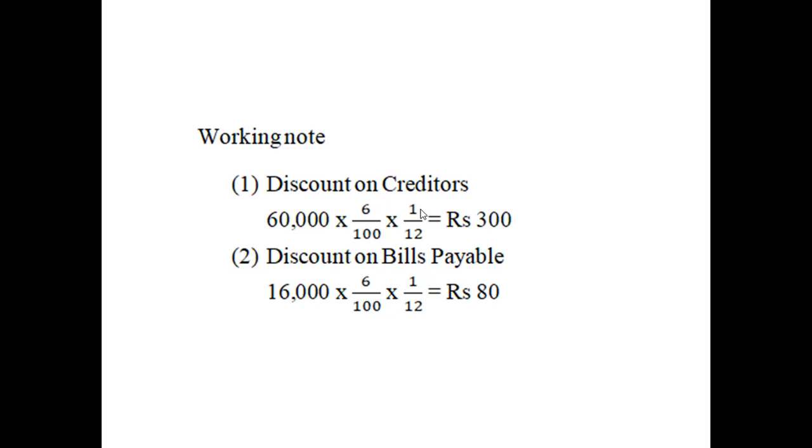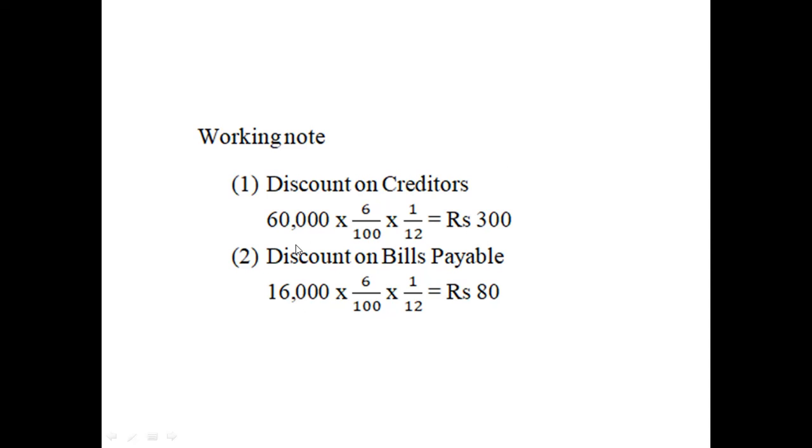Okay, so we are getting the discount here. If you make any form of payment before your due date, you get a discount. If you make your payment of any form of EMI or installment payment before the maturity date or due date, you get the discount on your EMI or installment payment. So discount on creditors is 60,000 into 6 by 100 into 1 by 12, it is 300.